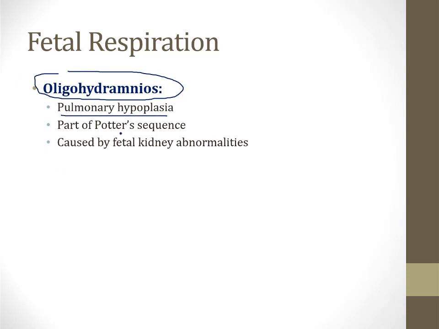This is one of the elements of Potter's sequence, which I talk about in the renal embryology videos, and that's because if the baby's kidneys aren't normal, the kidneys of the baby in utero are what produce amniotic fluid. So that mother will have decreased amniotic fluid or oligohydramnios, and one of the consequences of that is that the lungs will fail to develop, because during this pseudoglandular phase, the lungs need to be filled with amniotic fluid.